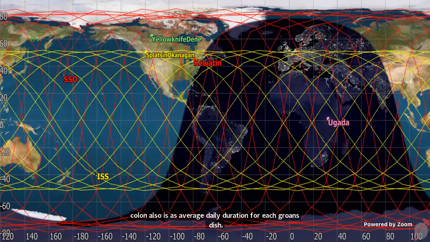In this slide, we will see SSO path and ISS path over the chosen countries, and we must compare between them, and we must select which is suitable for our mission.